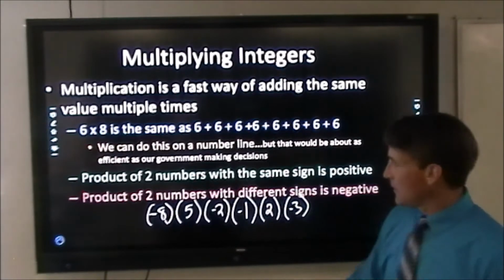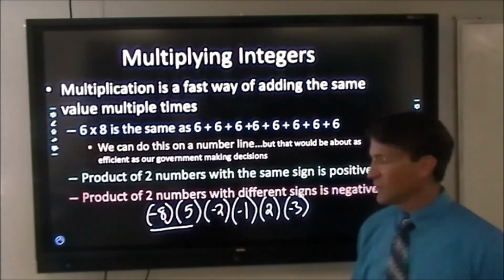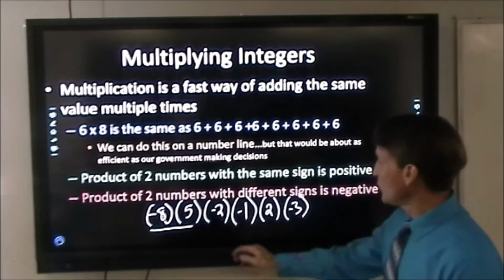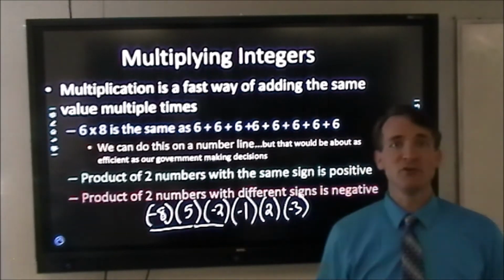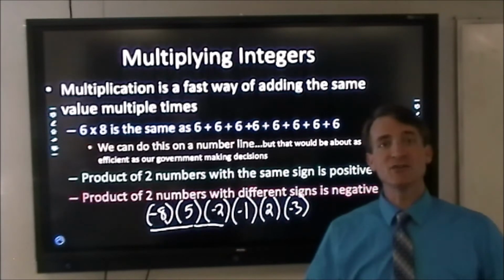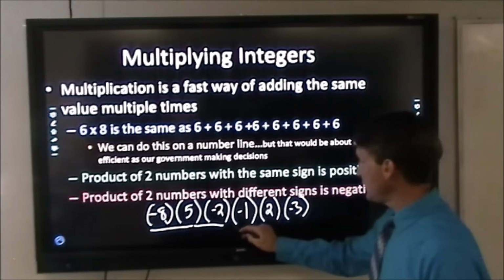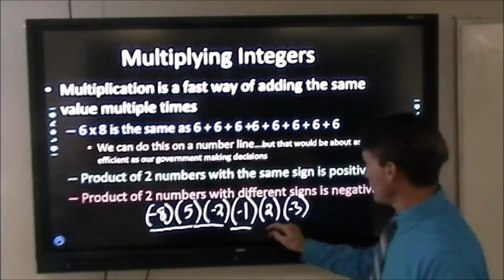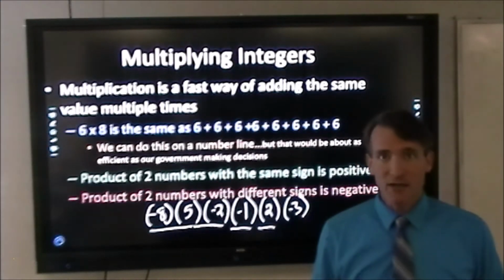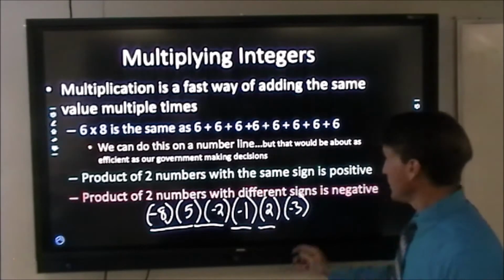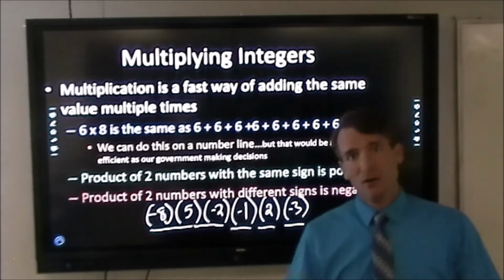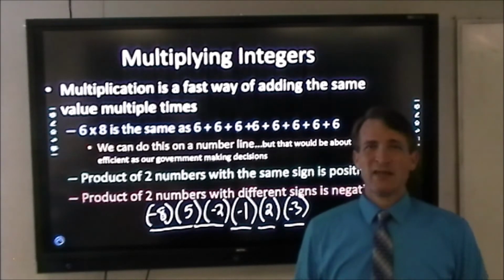Well, I could say I'm going to multiply these two numbers together. Negative 8 times 5, that gives me negative 40. And then I'm going to multiply by a negative 2. Well, negative 40 times negative 2 is a positive 80. Then I'm going to multiply by a negative 1. That would give me a negative 80. And then I'm going to multiply by 2. That gives me negative 160. And then I'm going to multiply by a negative 3. That gives me a positive 480.